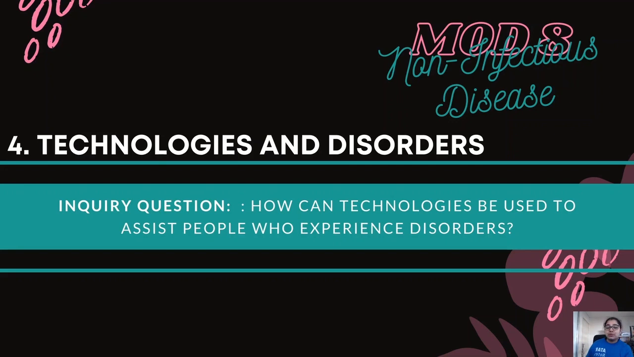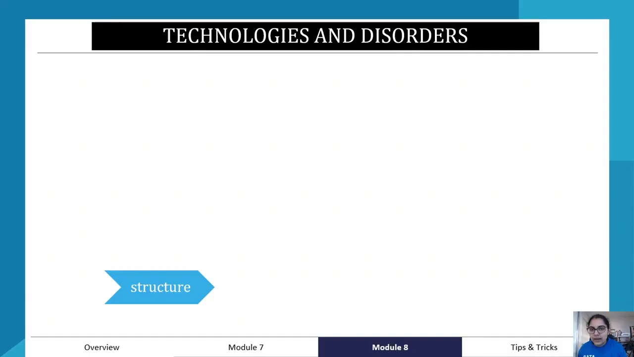How can technologies be used to assist people who experience disorders? You can clearly see now where we are getting that link between Module 6 and Module 8. We know that these disorders have happened, so how do we go about improving or rectifying that?